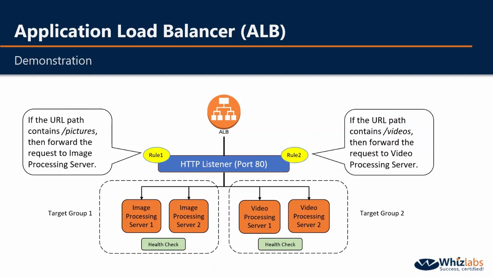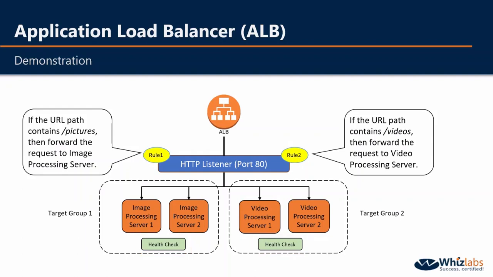For this, first we will configure two target groups, one for the images and one for the videos processing servers. The images target group will contain two EC2 instances that will process images, whereas the videos target group will contain two EC2 instances that will process the videos. We will also configure the suitable health checks for them.